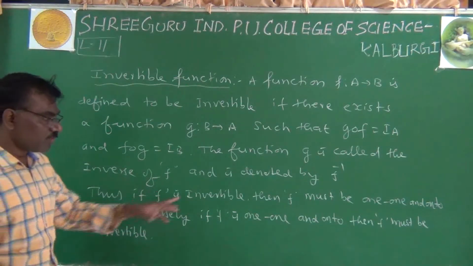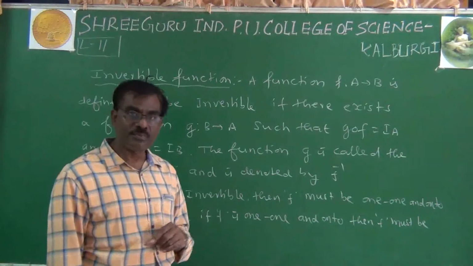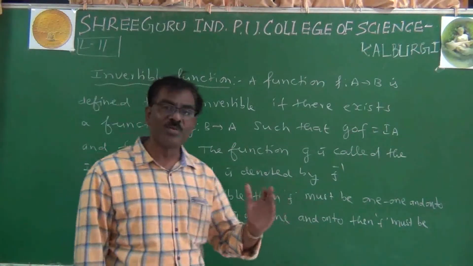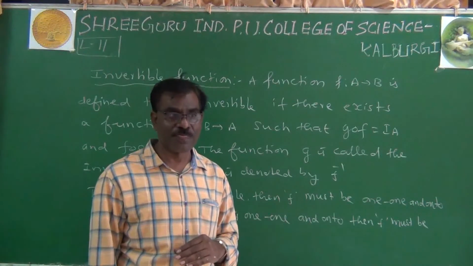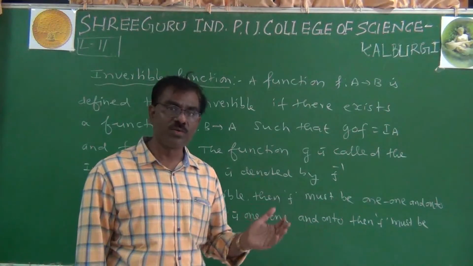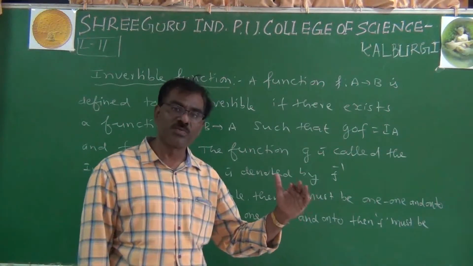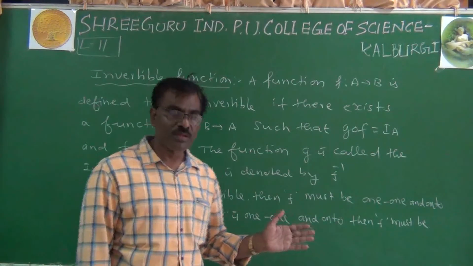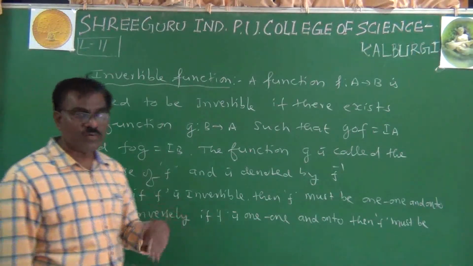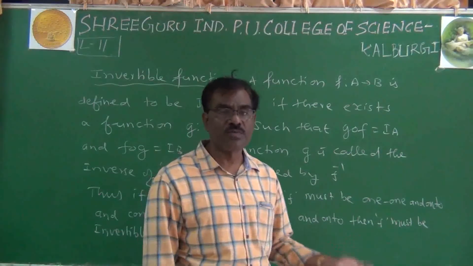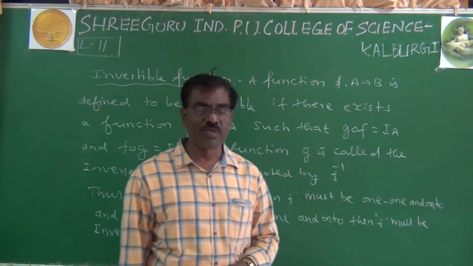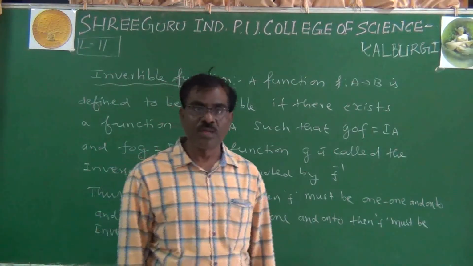If f is an invertible function, f must be one-one and onto. Suppose the question asks you to show that the function f is invertible; you have to prove that f is one-one and onto. Conversely, if f is one-one and onto, then f is invertible. So this is a very important definition: invertible is nothing but having an inverse.